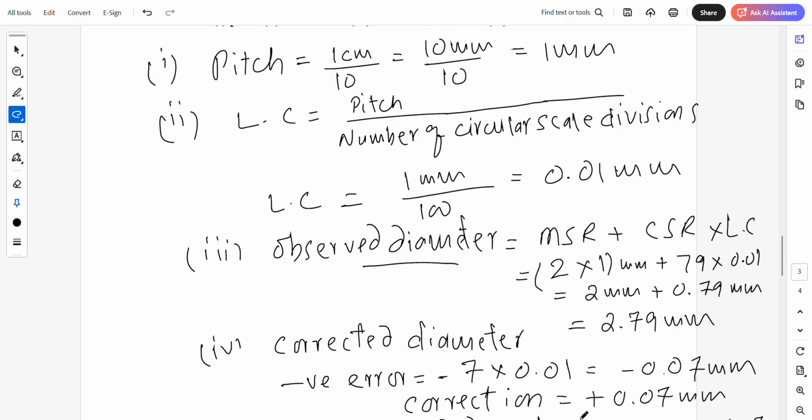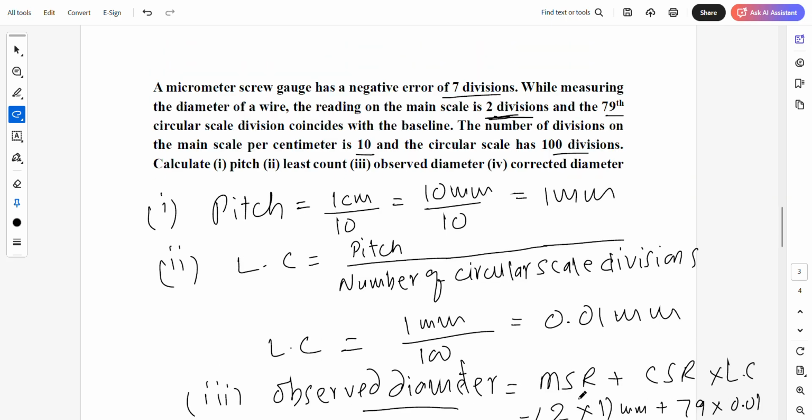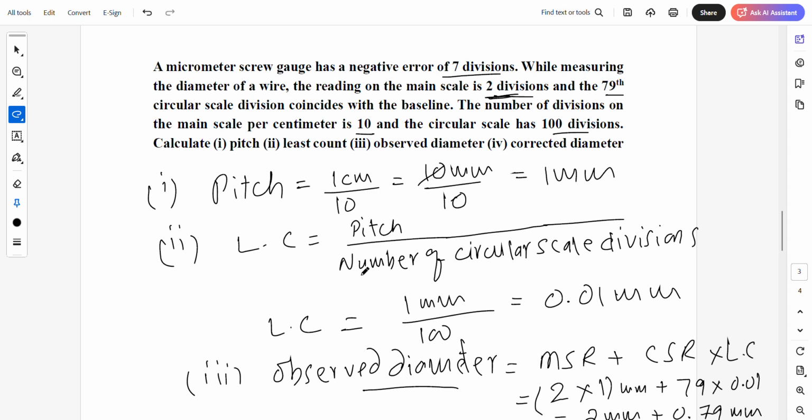Students, hope you have understood. Be careful while calculating. See here, in this problem, pitch is 1 by 10, that is 1 centimeter by 10. You can convert this centimeter into millimeter. 10 millimeter by 10, the 10s get cancelled, 1 millimeter. Least count is pitch divided by number of circular scale divisions, that is 1 mm by 100, that is 0.01 mm. Now observed diameter is main scale reading, that is 2 divisions, into pitch, that is 1 mm. Understood? That is very, very important here.